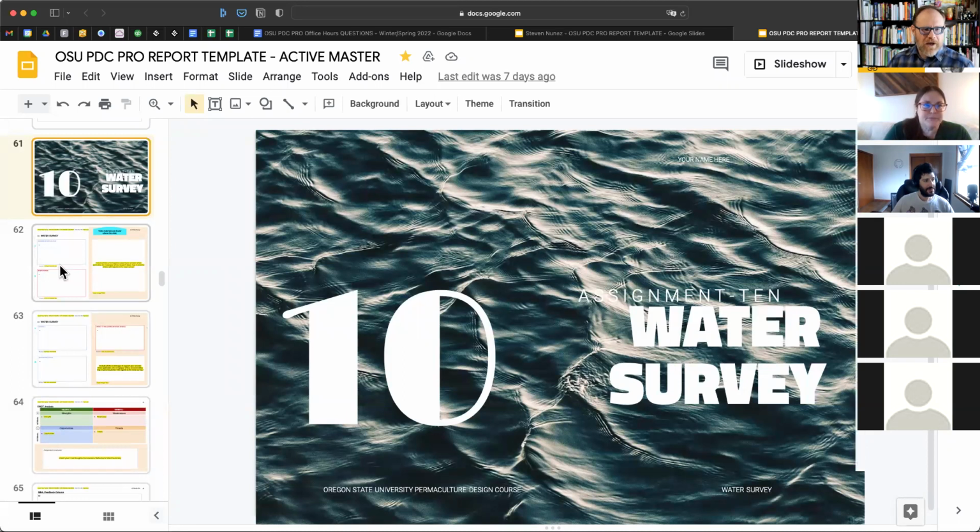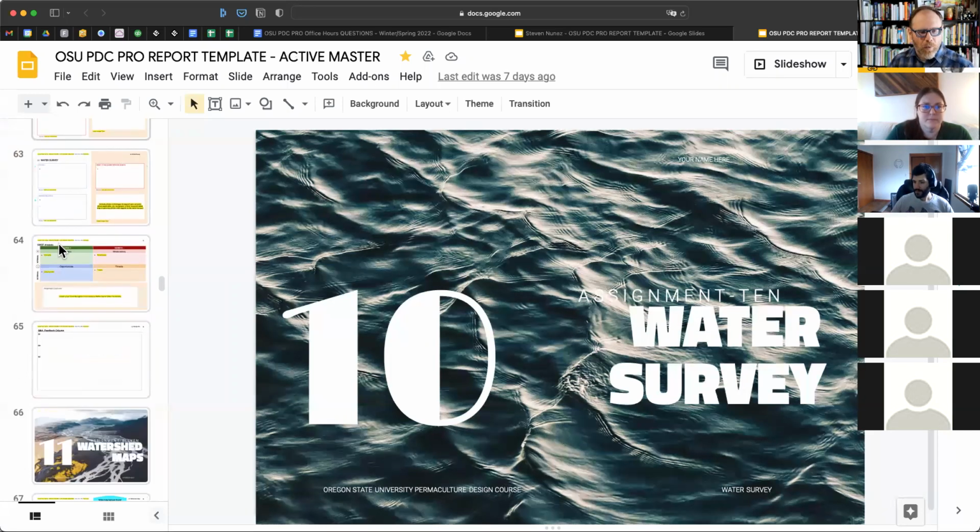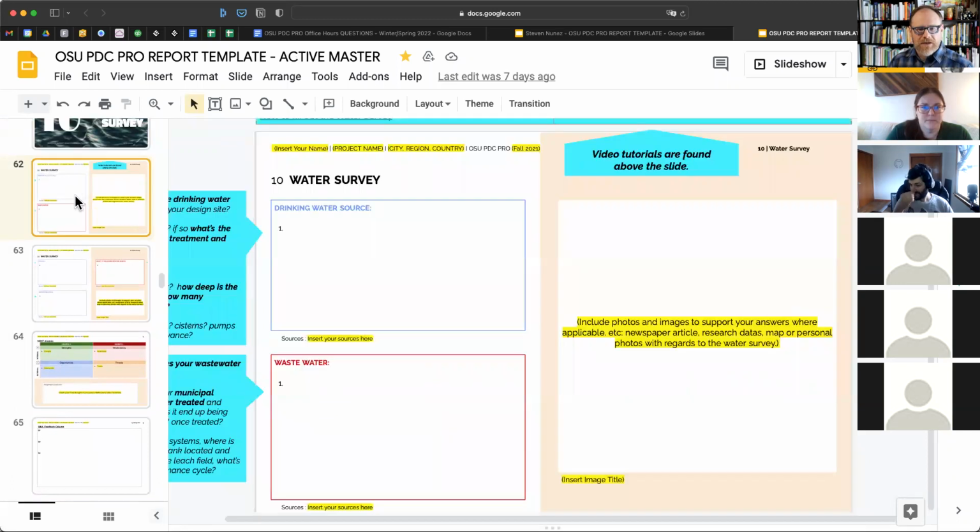So moving on to water, we really want to get a sense of the large scale and the small scale, the macro and the micro. So we're trying to get a sense of what we're looking at in terms of water. First and foremost, we're looking for the drinking water source. Where does that water come from? What is the watershed? And then what is the treatment? And then how does it get to you? And then where does your water go? What is its treatment? And where does it end up?